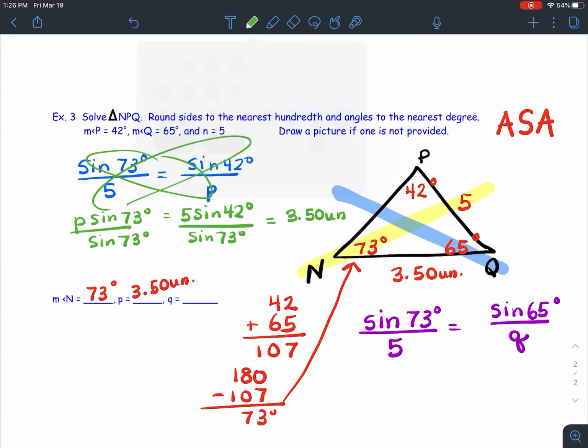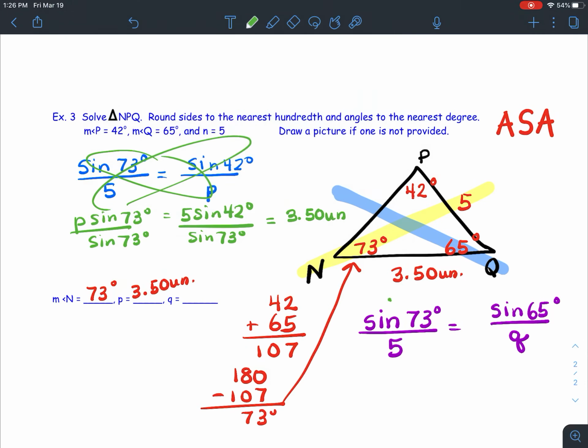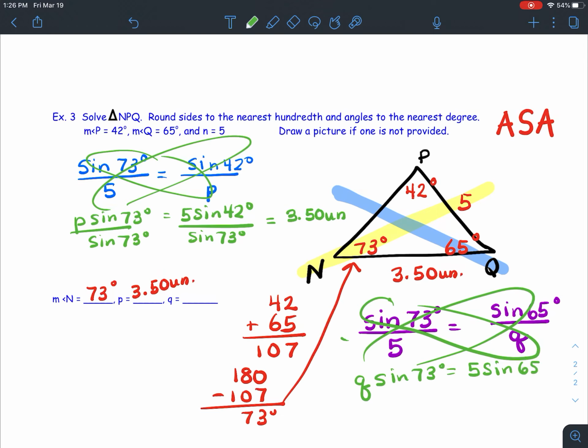One last cross multiplication here. All right. And this is going to give us side Q, if we round this, 4.74. So I'm just going to put that on the picture and put that on the blank.